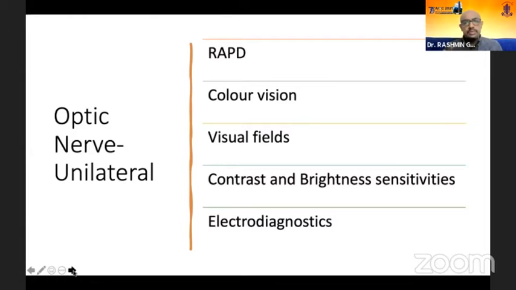Color vision deficiency is one of the hallmark features of most of the optic nerve problems. It is much more common or much more pronounced in somebody who has optic neuritis or nutritional optic neuropathies or LHON, but it is seen practically in all forms of optic neuropathies. Visual field examination, contrast and brightness sensitivity, and electrodiagnostics will form other facets which will help you to map the loss of vision to a unilateral optic nerve disease.